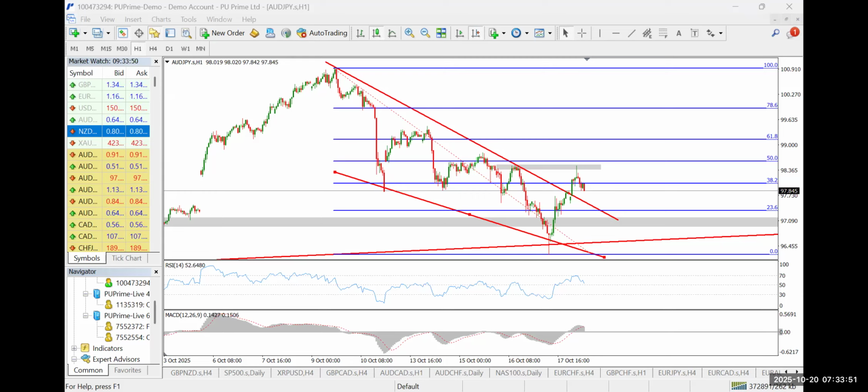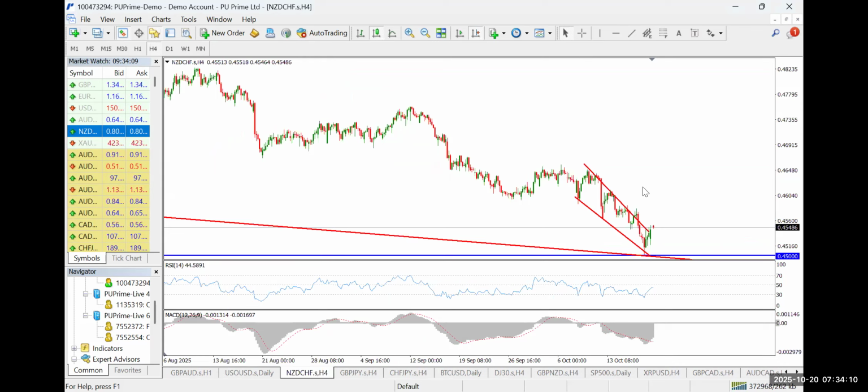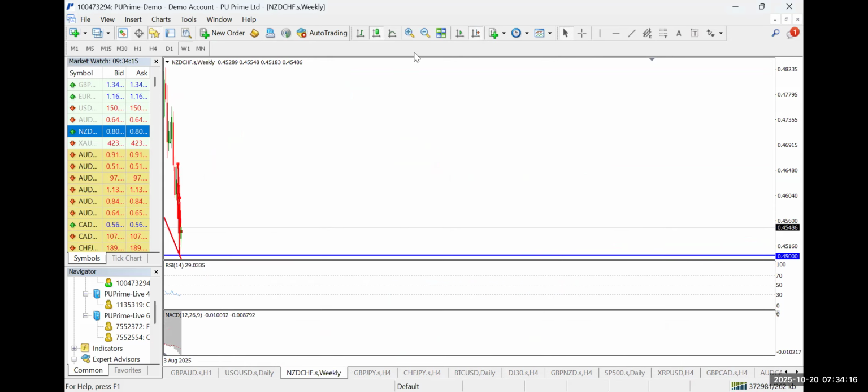I'm also going to be looking at, let me check, the NZDCHF. The NZDCHF, I'm looking at this also closely. And here is the analysis around this one.